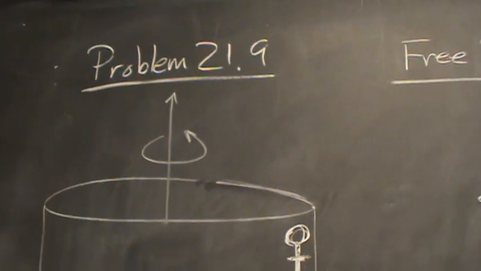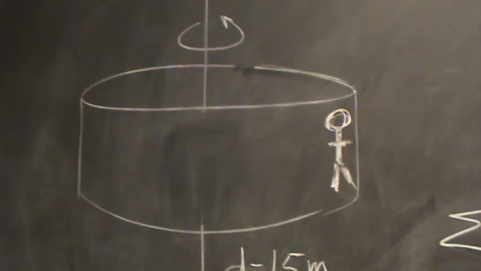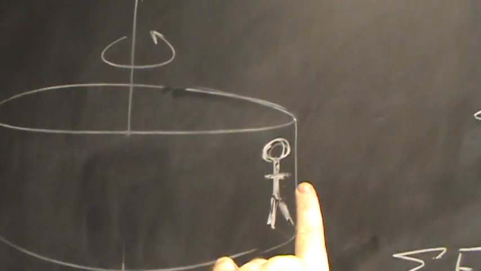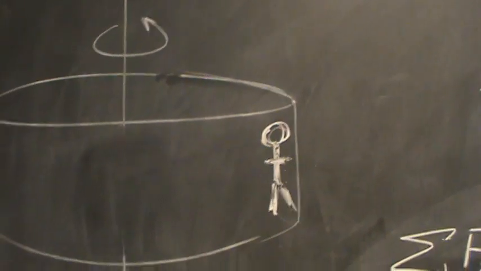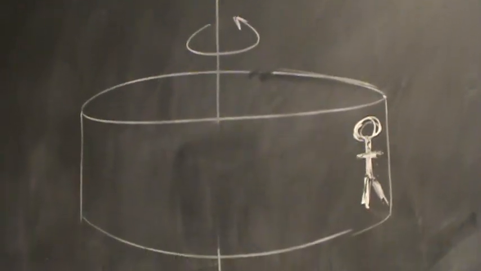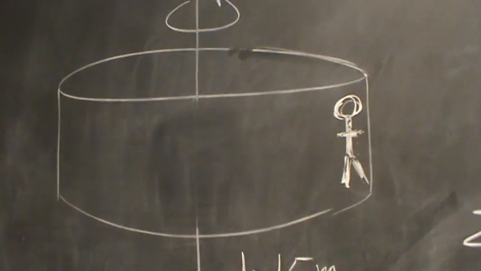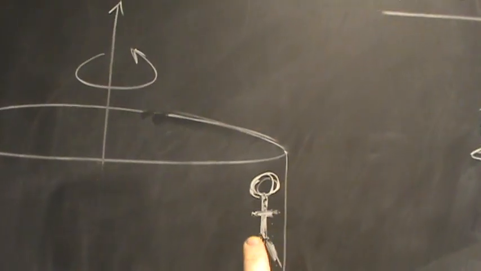Okay, in problem 21.9 we have an amusement park ride, which is a rotating cylinder. We have people standing around the outside edge, and once the amusement park ride is spun up, the floor drops out and the person sticks to the side.